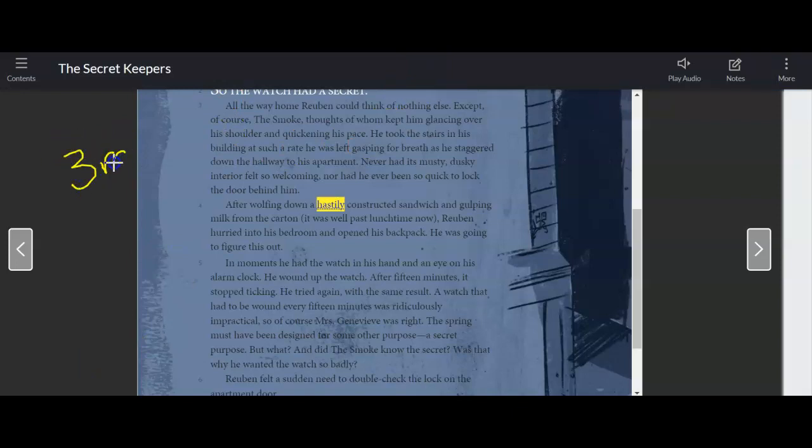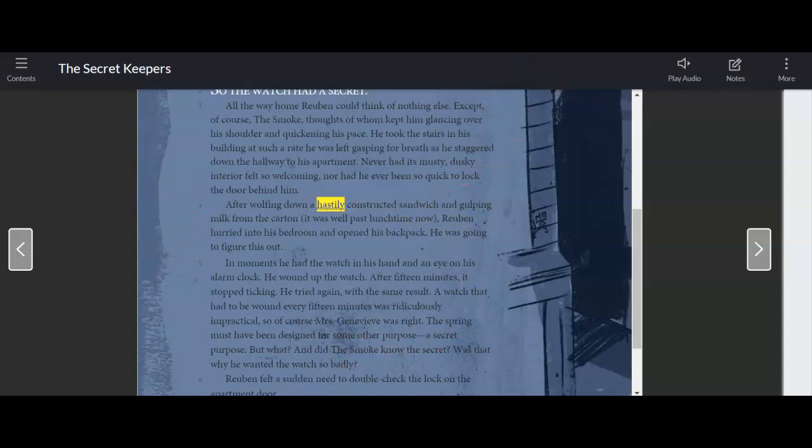Now I have to think about, is it limited or omniscient? Well, at this point, it seems like it's going to be limited because I'm only hearing and understanding Reuben's thoughts and feelings. They haven't said anything else, but that might change because we're only at the beginning. All right, so that's my point of view. It's important for me to know the point of view because it's going to help me understand and better retell the story.